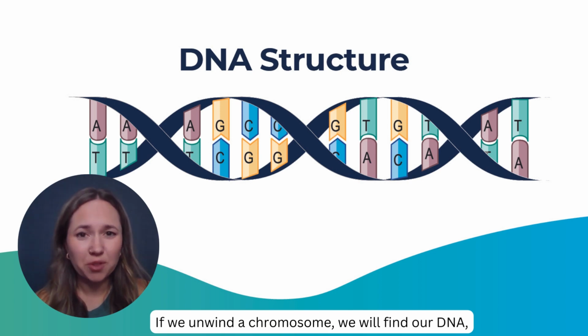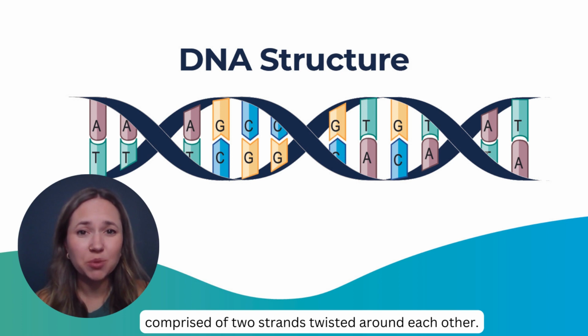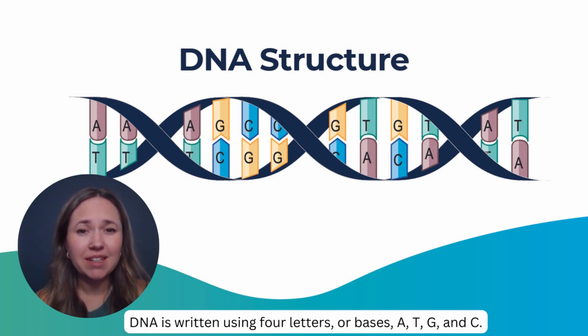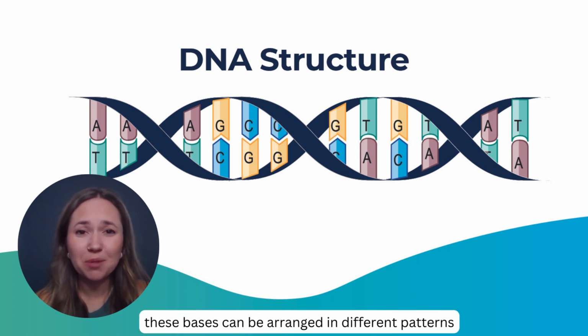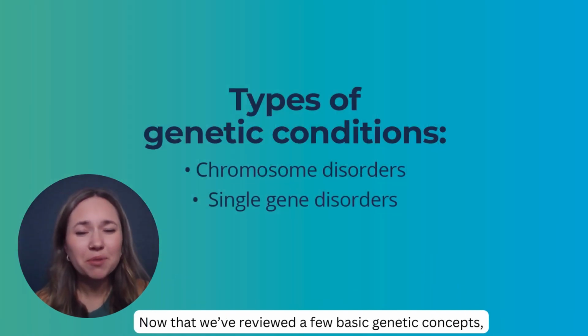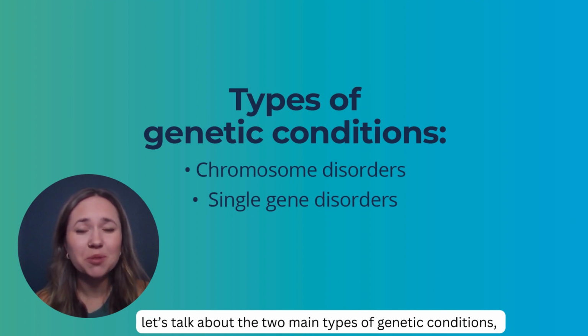If we unwind a chromosome, we will find our DNA, comprised of two strands twisted around each other. DNA is written using four letters, or bases, A, T, G, and C. Just like letters in the alphabet, these bases can be arranged in different patterns to communicate how our bodies should function.